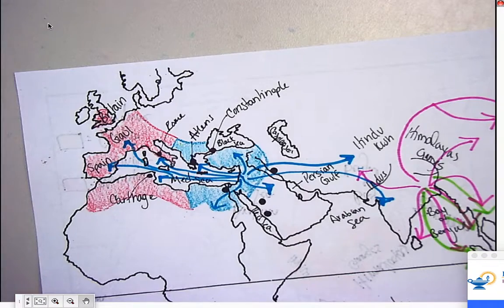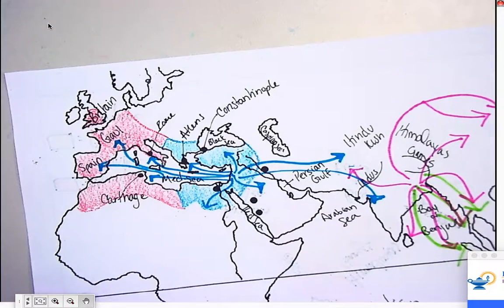So Constantinople is going to be the wealthiest city in the world. It is going to be a major beacon, and that's what's going to keep the Eastern Empire afloat for about an additional 250 years. All right, that's your map, guys.